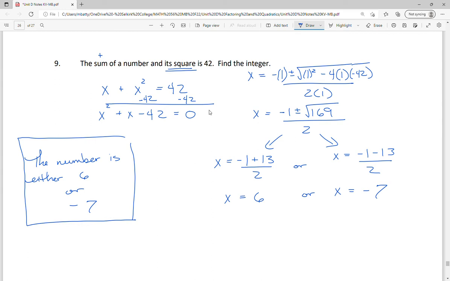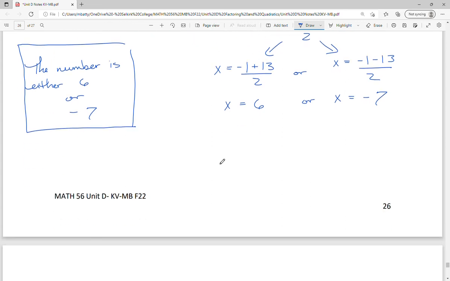And that should make sense. So we'd have 6 plus 36 is 42. Negative 7 plus 49 is also 42. We can take it back to the original and it should make sense. Two more that are like this.